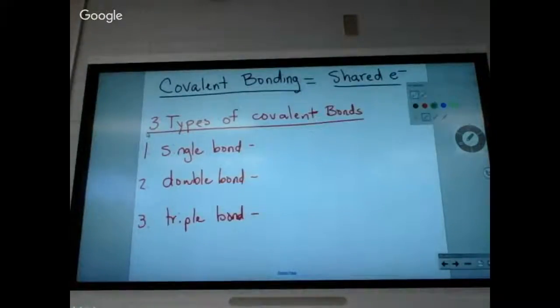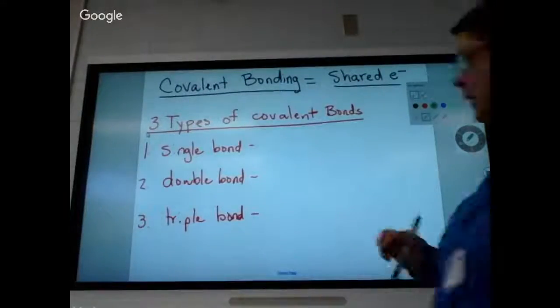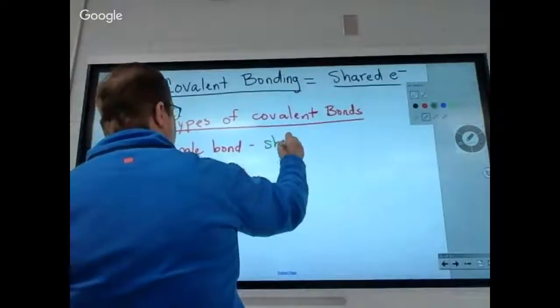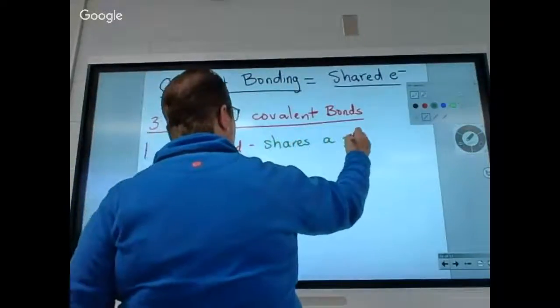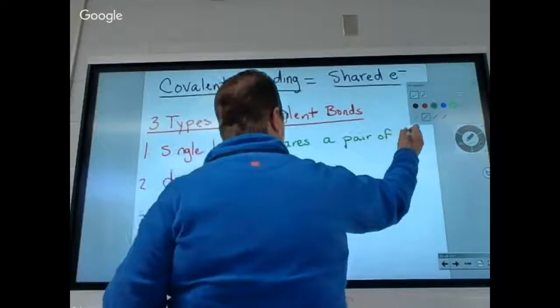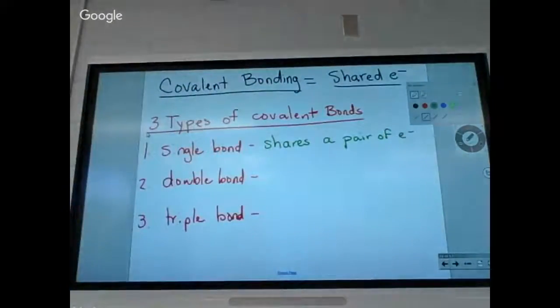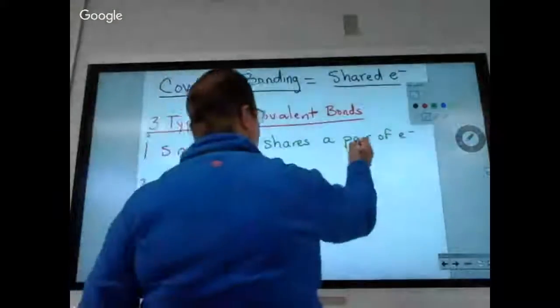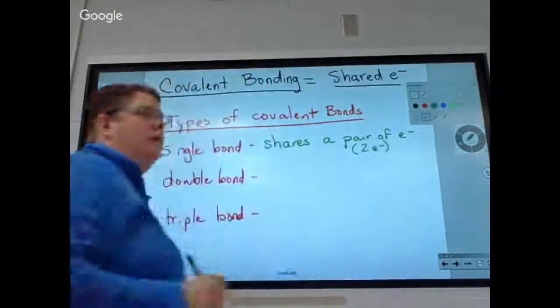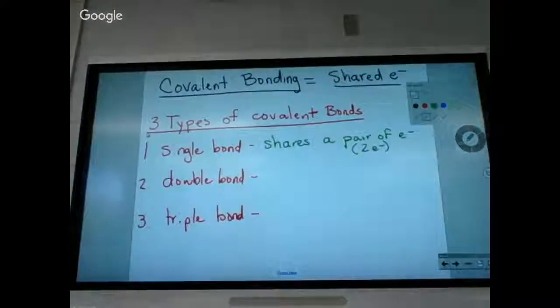Now, a single bond. What is a single bond? It's a bond that shares a pair of electrons. Now, what's a pair? 2. Okay? So, if I ask this in multiple choice format, please remember it's not sharing one electron. A bond is always two electrons, never a single electron. It's the only one that can have that one. Can have double or triple too.